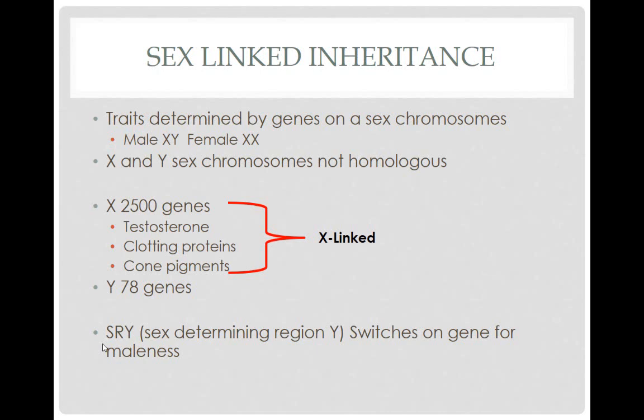And on the X chromosome, for both male and female, there are about 2,500 genes that code for some things that you're familiar with: testosterone, clotting proteins, cone pigments, which would be in your eyes to give you color. And then on the Y, there's only 78 genes. But what's important about the Y is it has a sex-determining region on it, which switches on the maleness. And this is why males are males essentially, because of this Y chromosome. It's what's switching on these male traits, if you will, where the females don't see that.